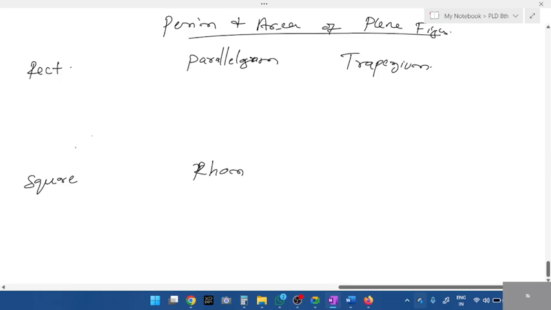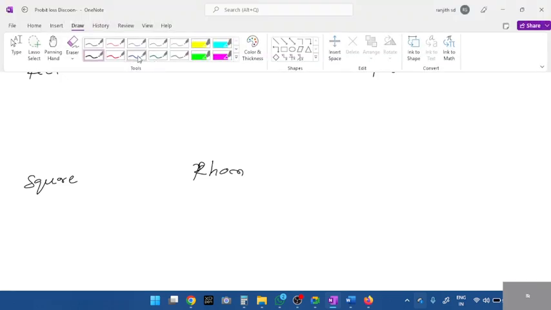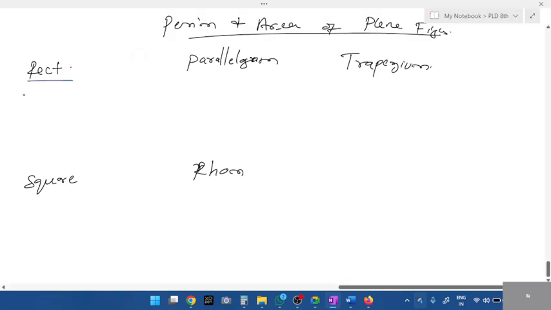Rectangle first, square next, parallelogram, rhombus. The reason is rectangle and parallelogram are similar. Only thing their angles, the diagrams are straight and slanting, students. First, rectangle. What is perimeter of a rectangle?